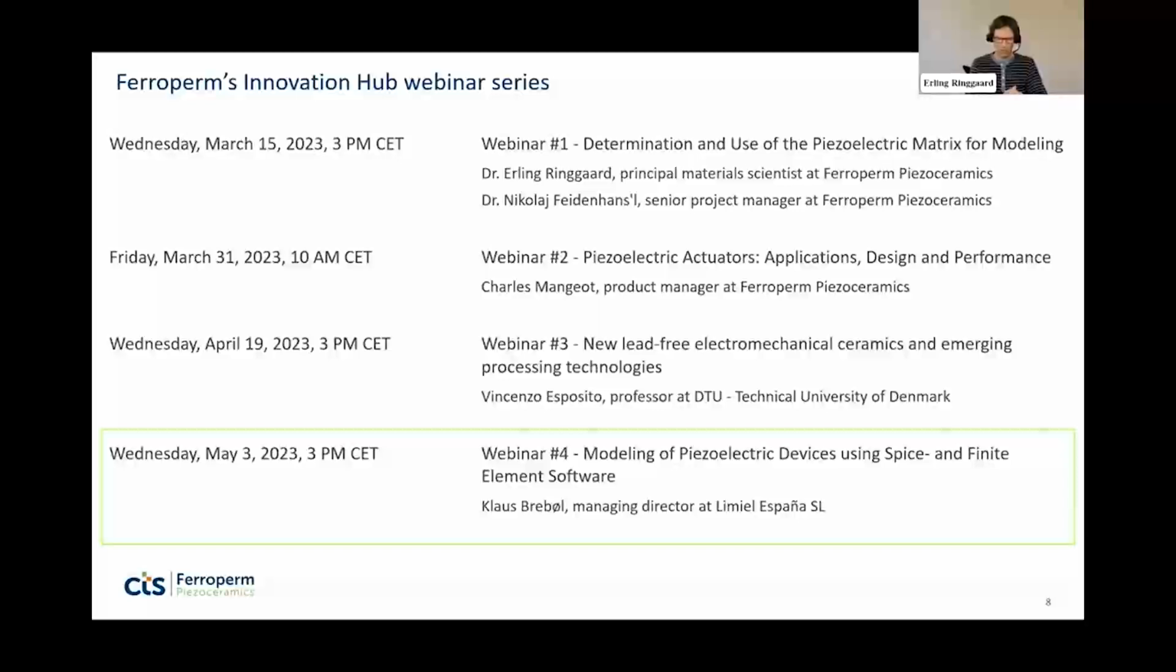and Finite element software. And our guest today is Klaus Brebøl from the company Limiel España. And Klaus has more than 20 years of experience with piezoelectric ceramics and transducers. So I'm looking very much forward to hearing his talk today. So now I will stop sharing and give the ball to you, Klaus, please.